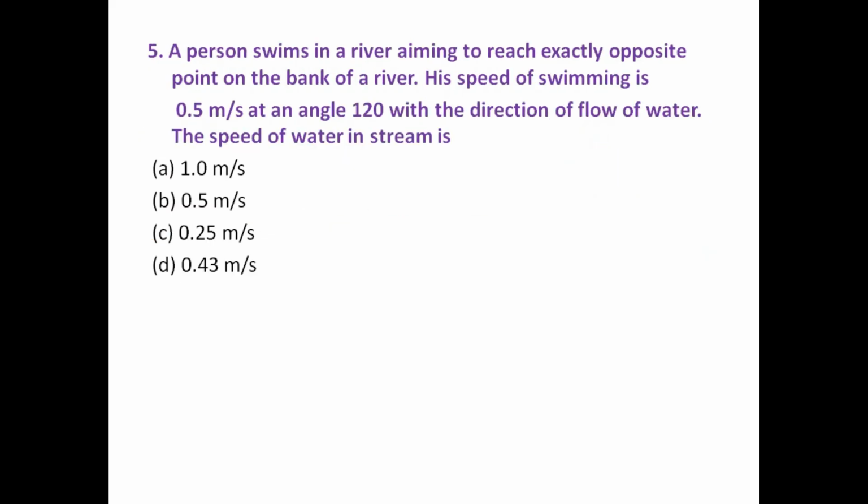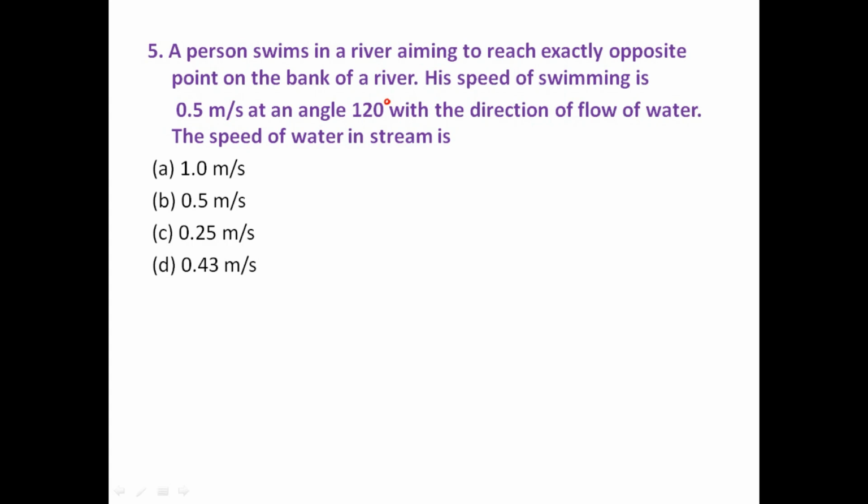Moving on to the fifth question. A person swims in a river aiming to reach exactly the opposite point on the bank of the river. His speed of swimming is 0.5 meter per second at an angle 120 degree with the direction of flow of water. The speed of water in the stream is.